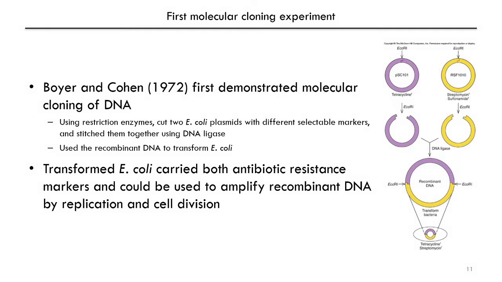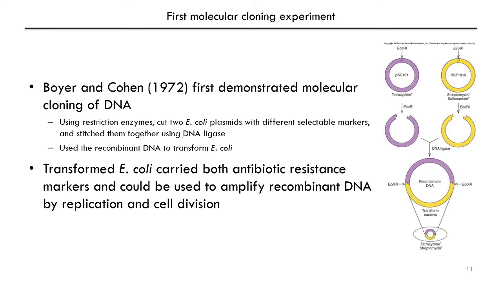Each of these plasmids had one recognition site for the EcoR1 restriction enzyme. They cut these plasmids with EcoR1 and stitched them together with DNA ligase, and then used the recombinant plasmid to transform bacteria. What is shown here in this diagram is these two plasmids coming together as one. But there are other possible scenarios for this.